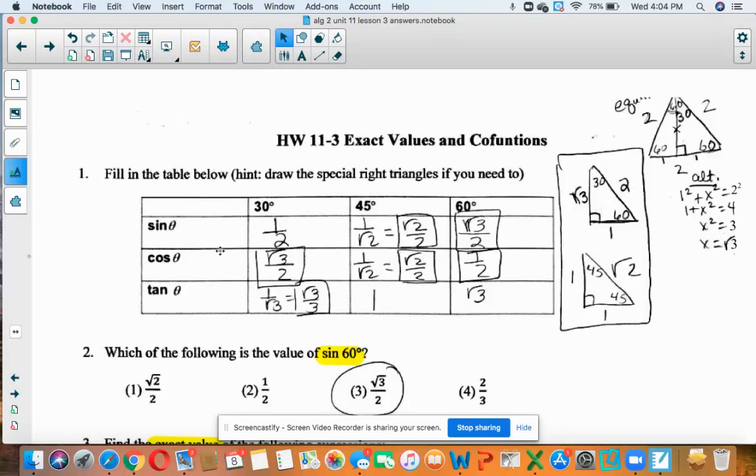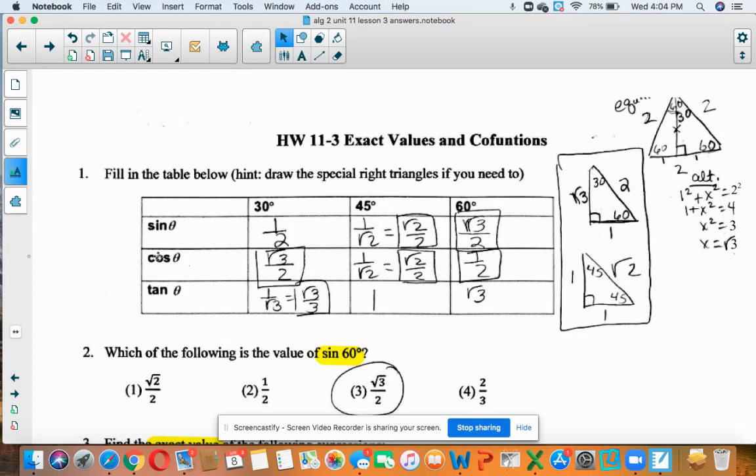Hi, Algebra 2. These are the homework answers for Lesson 11-3. You should have already watched the video and tried these on your own. If you haven't done that, please watch the video that Mr. Cornell made for Lesson 11-3, exact values, and then try these problems and then check your homework.